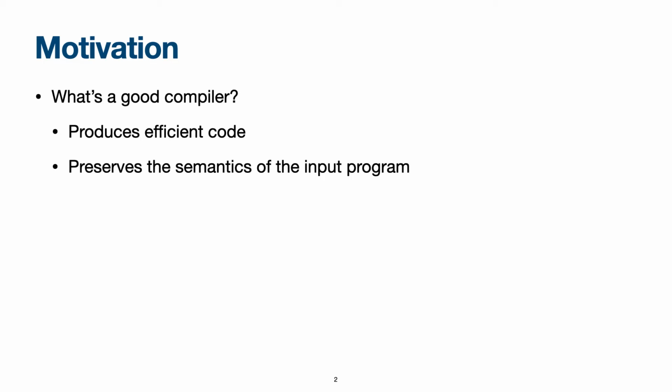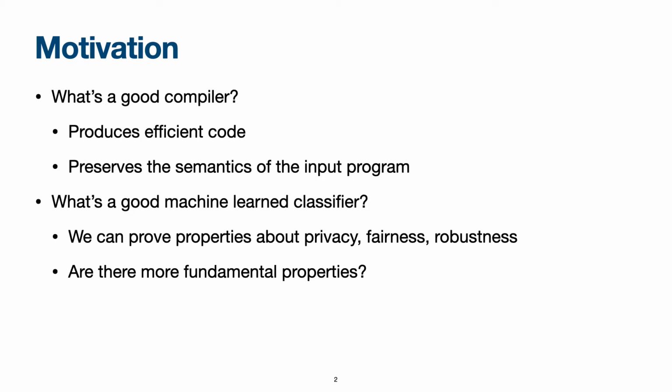The question that motivated our work was, what kind of properties can we prove about a machine learning algorithm? Of course, there are very important properties that we could prove about a machine learning algorithm or a machine learning classifier. For example, we might want to prove that the classifier respects some privacy properties, some fairness properties, or some robustness properties.